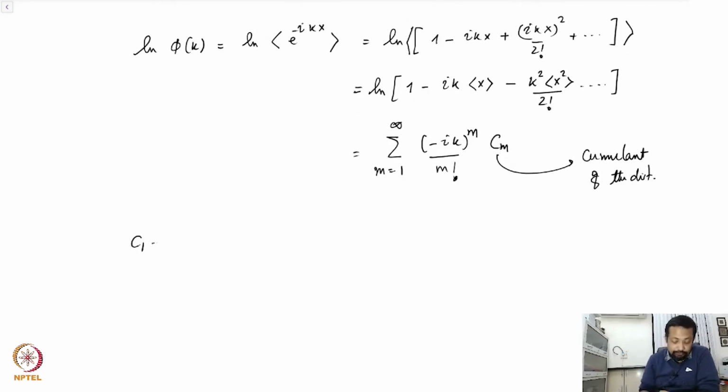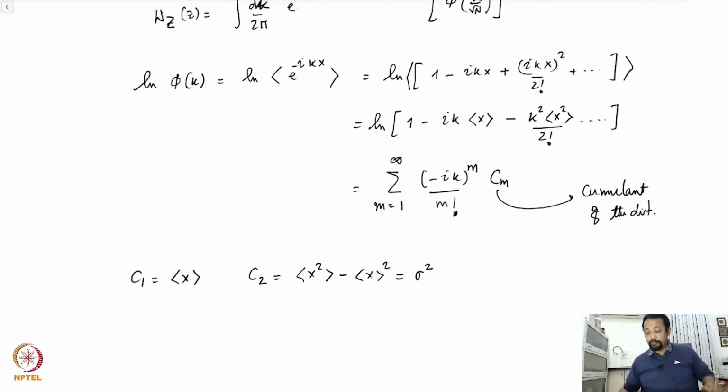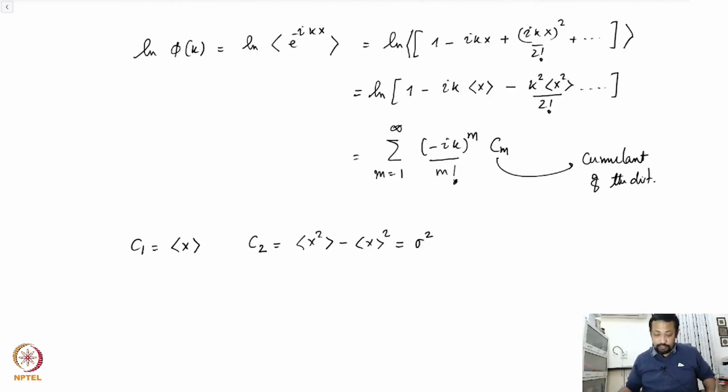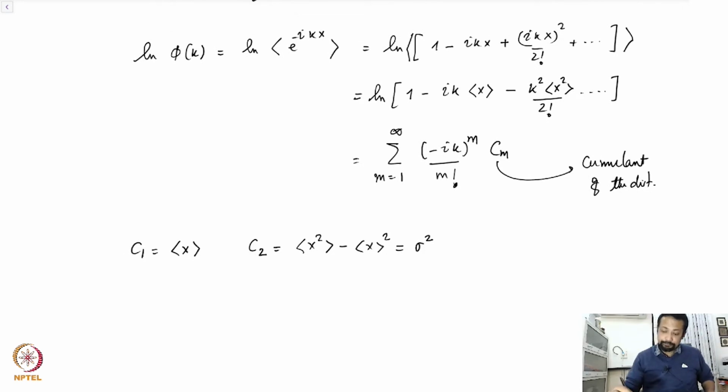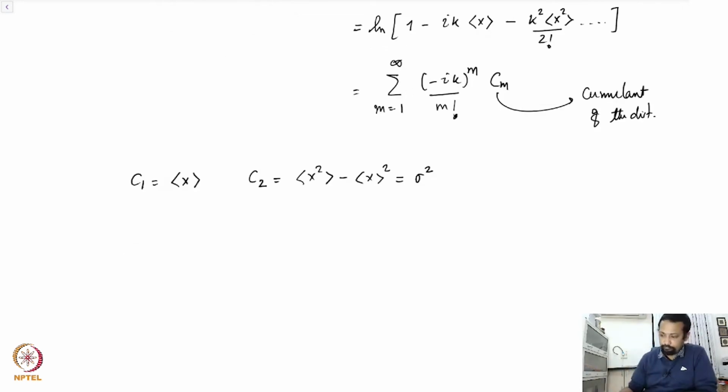So c1, for example, is average x. c2 is average x square minus average x whole square, which is the variance. And you can clearly define the other coefficients as well, the other cumulants, from this definition, right? So now I have this ln of phi k looks like this.